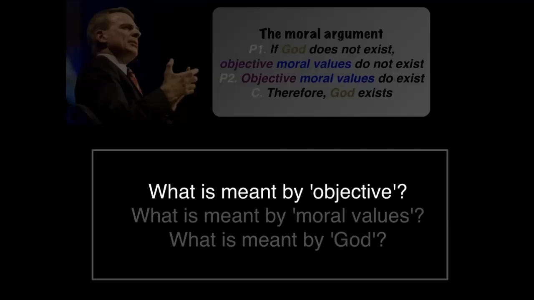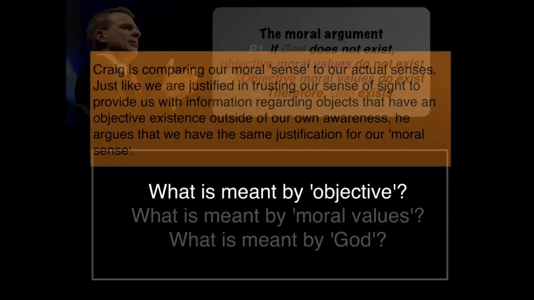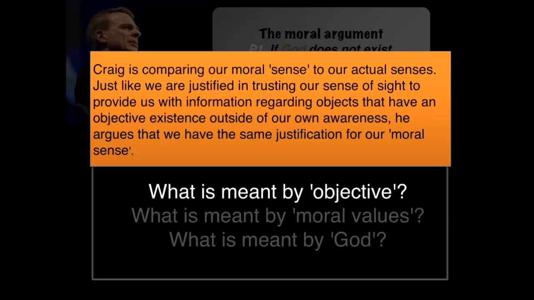When he says, unhappily phrased I may add, that deep inside we all know that moral values are objective, he is in fact appealing to the same sense of objectivity we have concerning our senses. In other words, we are justified to believe that our sight provides us with visual information regarding objects that have an objective existence outside of our own awareness, even though this might be ultimately unprovable. In the same manner, he argues, we are justified to believe that our moral sense provides us with information about something that has an objective existence outside of our own awareness, that morality itself is not subject to human awareness.